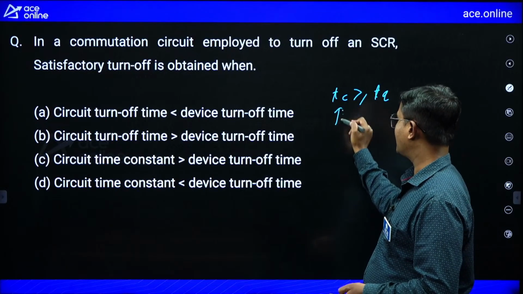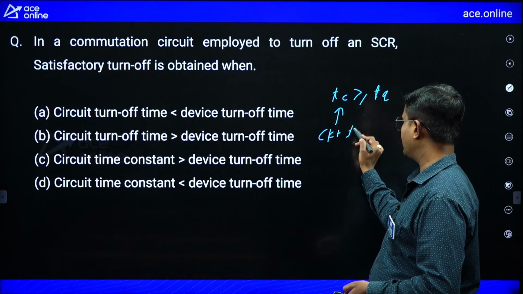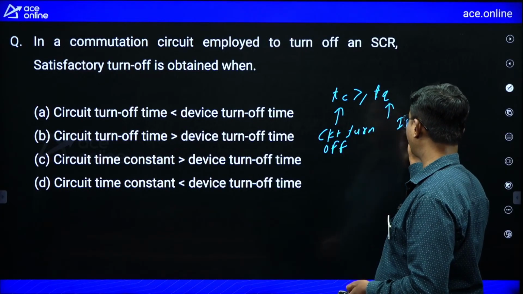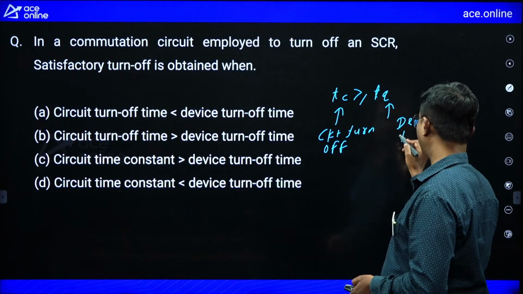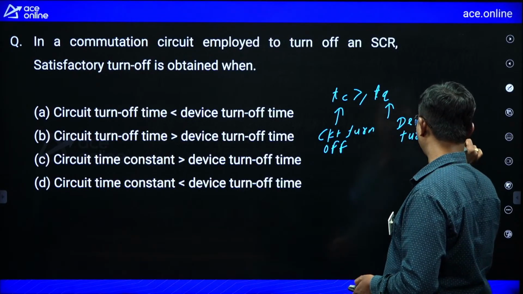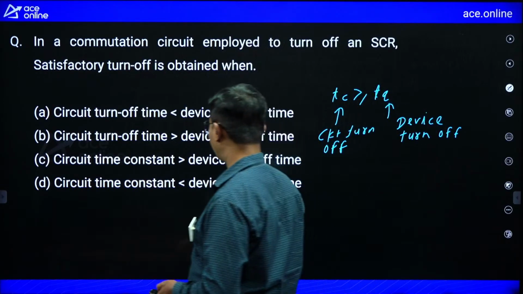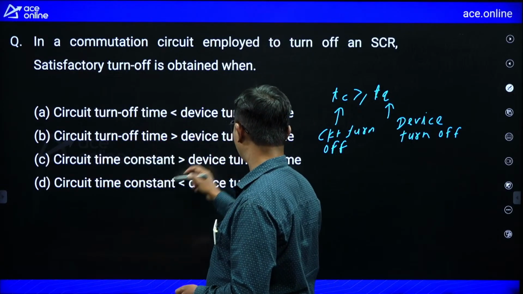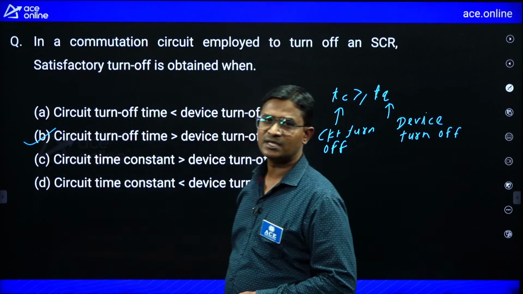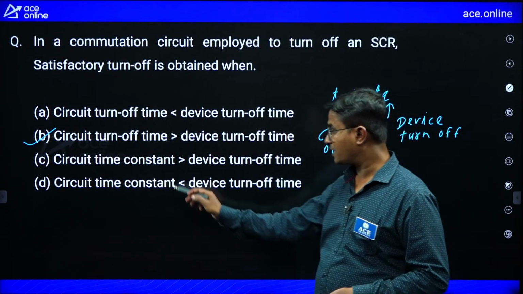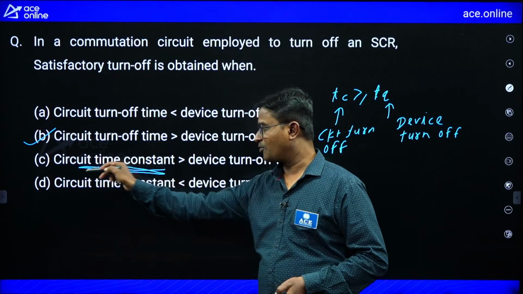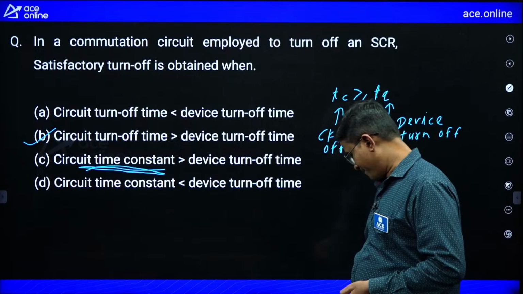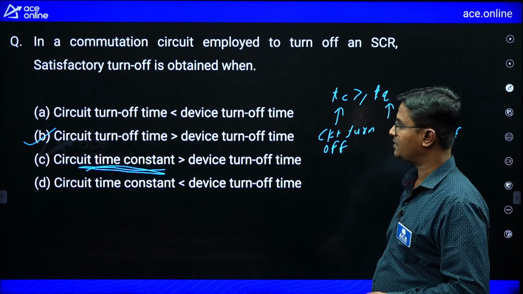TC means circuit turn off time, and TQ is device turn off time, all right, device turn off time. So for successful commutation, circuit turn off time should be greater than or equal to device turn off time. So option B is the correct option. Option C is the circuit time constant. They are saying your time constant is not having any relation with your device turn off time. Okay, so correct answer is option B. All right, option B is the correct option.